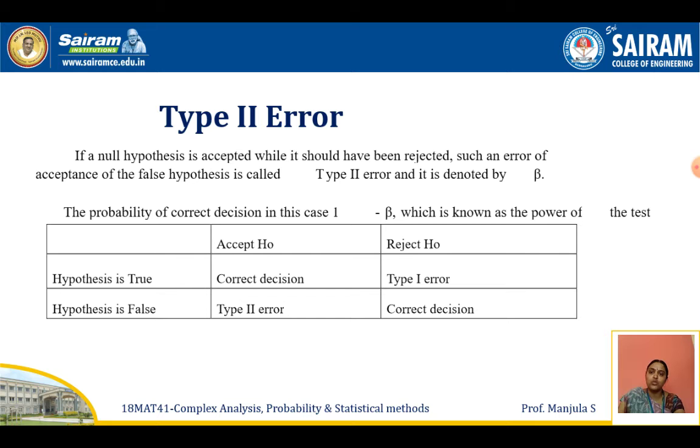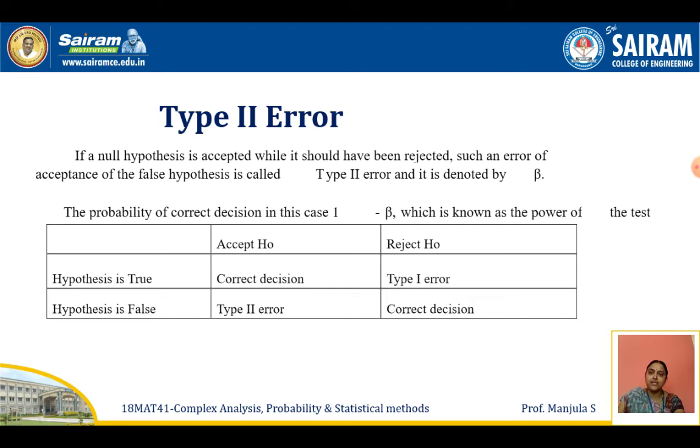Just observe here, students. Hypothesis is true, hypothesis is false, like that statement we have taken. And here we can accept or reject this null hypothesis: accept hypothesis, reject hypothesis. Now one by one you just see. If hypothesis is true, then we are going to accept the hypothesis. That is a correct decision. Here we can't see any error.